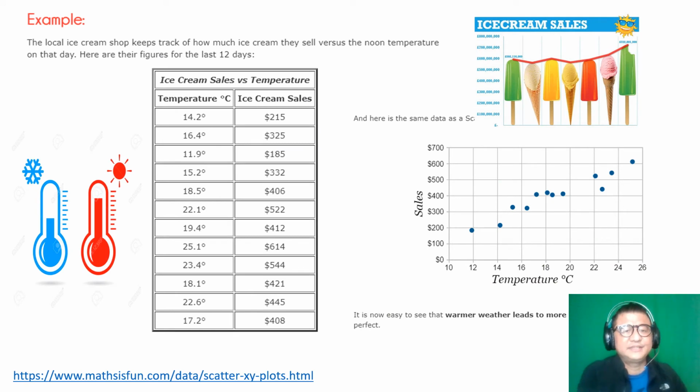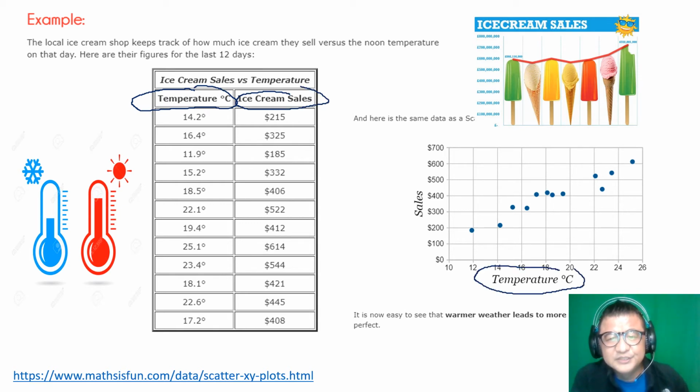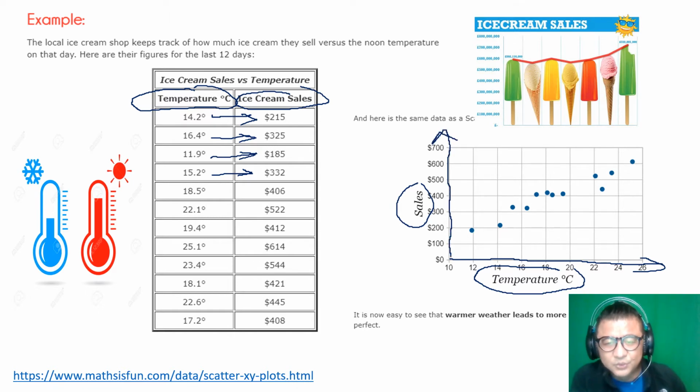Now, let's have another example. The temperature and the ice cream sales are being compared. Depending on the temperature, the sales will increase. Can you see that? So again, all of these data were plotted in a graph, and these are the results. Check out the points. So what have you observed?